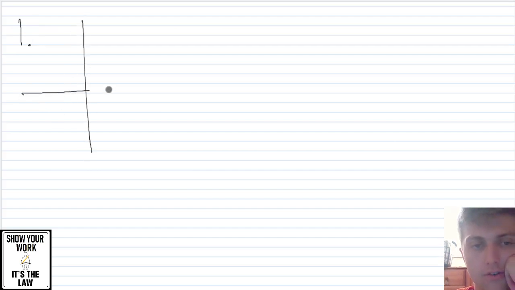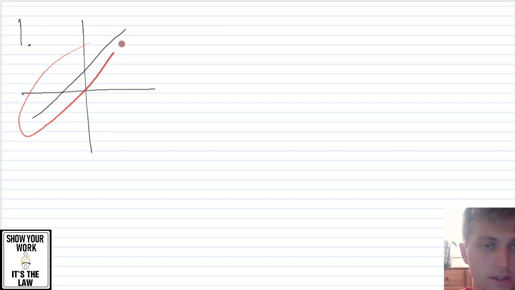Scenario number 1. We have a line graphed on a graph. Let's say it's this right here. So scenario number 1, we might need to figure out the slope of a line on a graph.